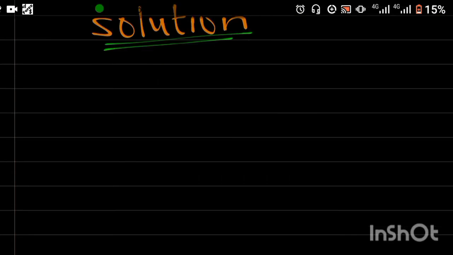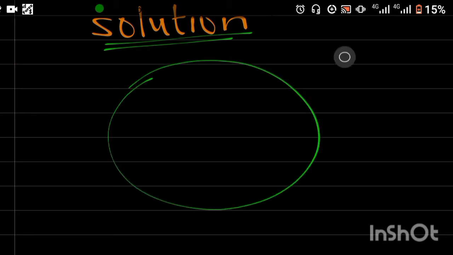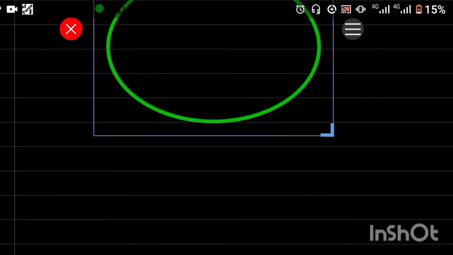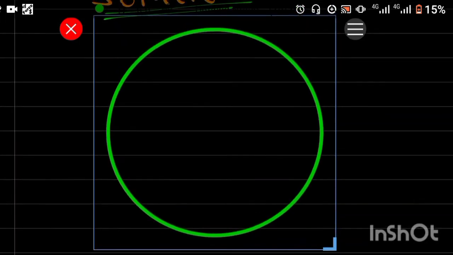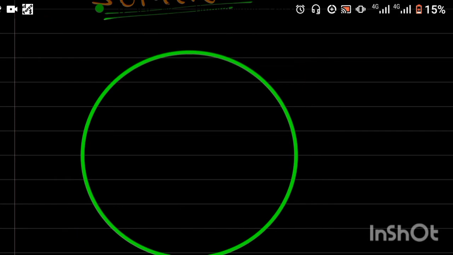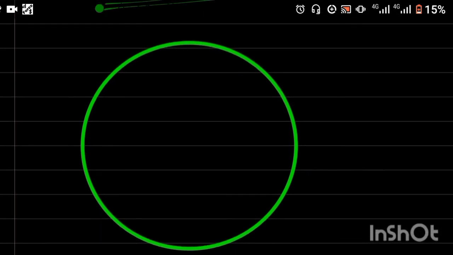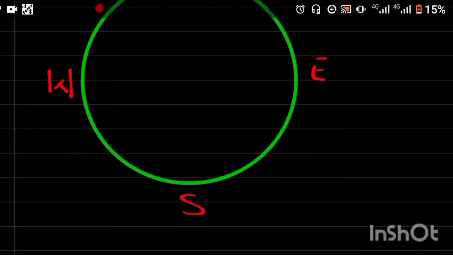Solution. Anytime you are given a question on longitude and latitude, it is very compulsory that you sketch your diagram, especially if it is a theory question. So let's sketch a big circle, but it's actually a sphere. Don't see it as a circle. It's actually a sphere. And let's label it appropriately. We have the North Pole, East, and the West. Then the South Pole.